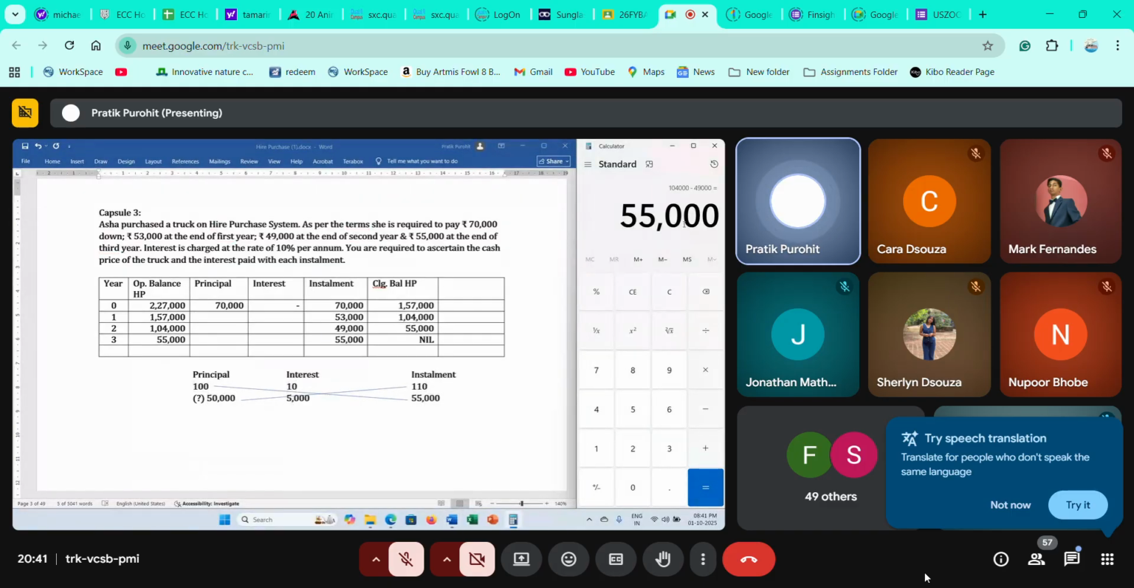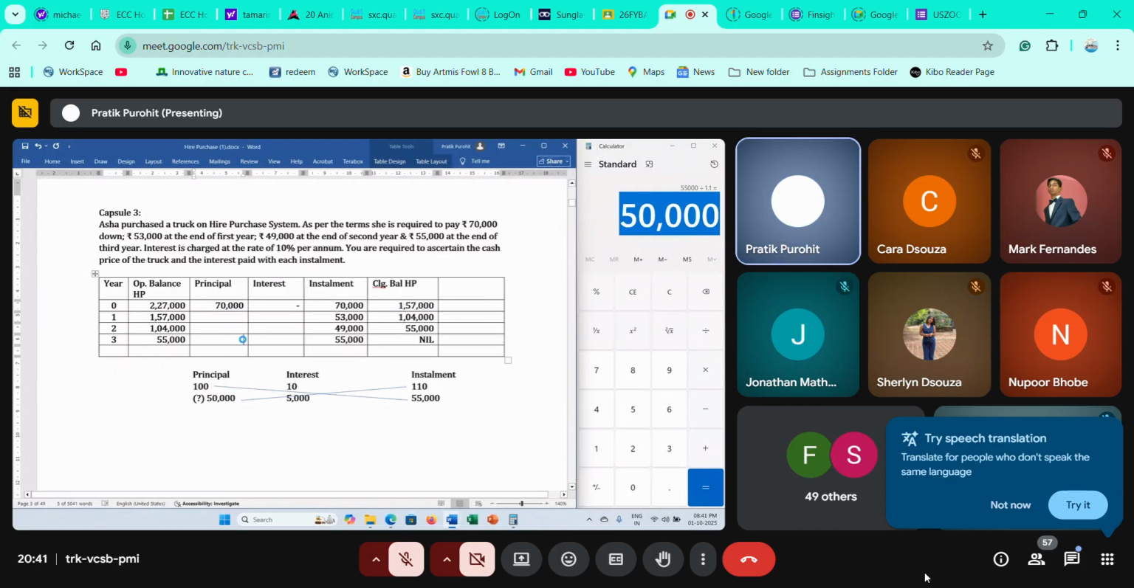So 55,000 what you got, if I divide by 110 percent, you get 50,000, which is your 100%. That means your principal is how much? 50,000. Agreed? So the difference between the two, 5,000, becomes interest. Is this part clear, the breakup of 50 and 5 for 55,000? Yes. Fair enough. Now let's go to the next part, next level.